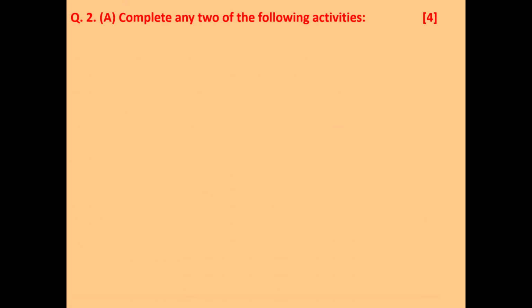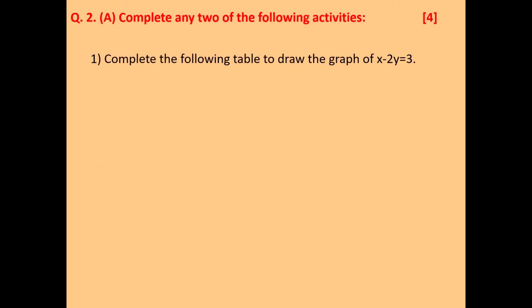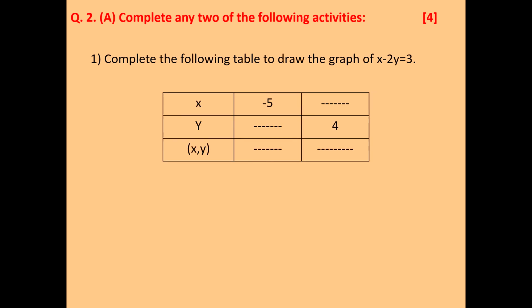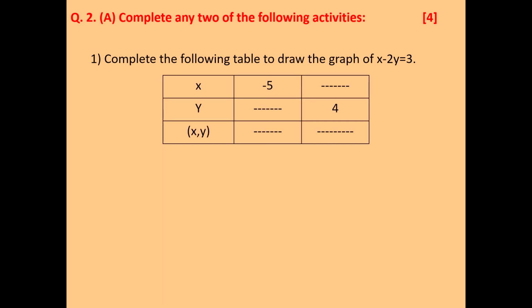Let us see the activity now, how to write it, because here most of you have made mistakes. So be careful. Complete any 2 of the following activities. These are 2 marks each question. So complete the following activity to draw the graph of x minus 2y equals 3. This is the table given in the question. These blanks are blocked. So how will you solve it? How will you write it down?